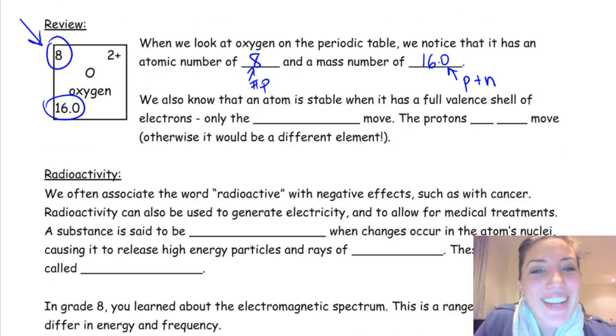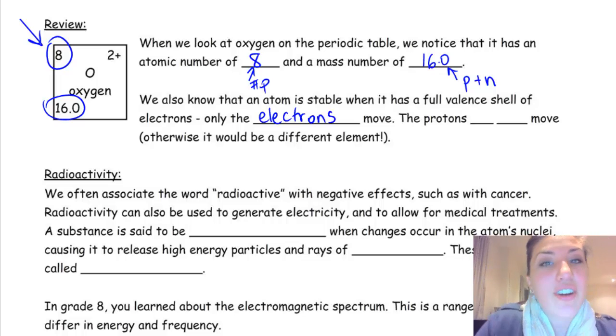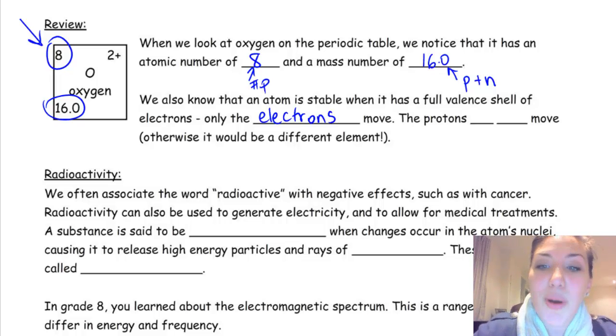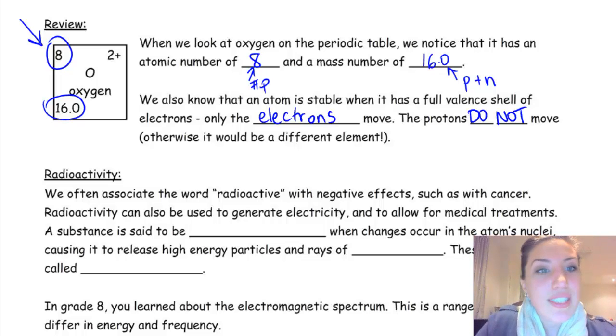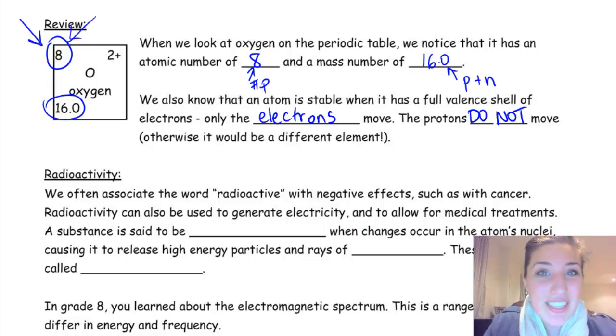We also know that an atom is stable when it has a full valence shell of electrons. So when the electrons in the outer shell either are shared or transferred, then that will create a more stable atom. And remember that only the electrons move. The protons do not move. And if the protons did move, we would be changing the atomic number here, so that would make it a different element. So only the electrons move.